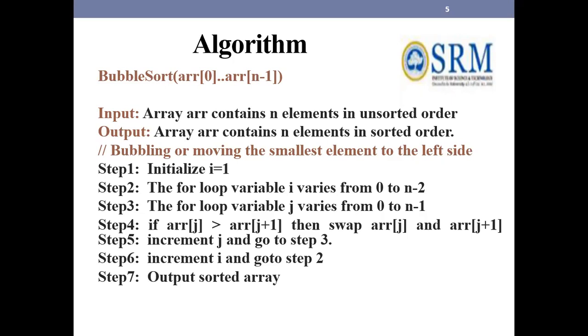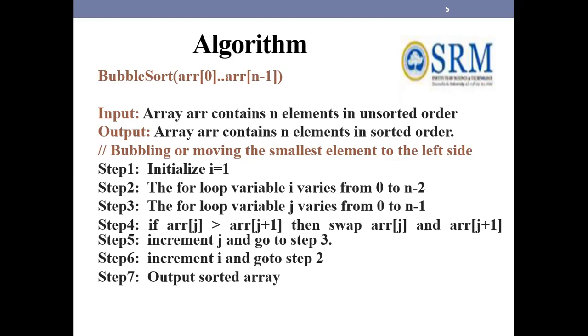Here we are using two for loops. Initially i is equal to 1. i is the loop variable for the outer for loop and its value varies from 0 to n minus 1. For the second loop, we are using the loop variable j. j values vary from 0 to n minus 1 minus the remaining elements. So we are taking two adjacent elements.